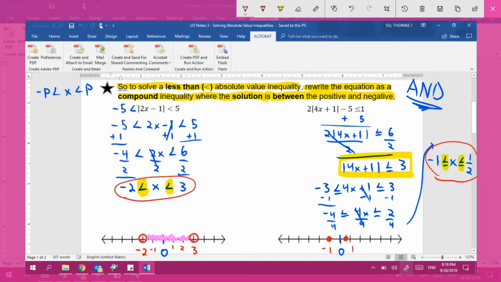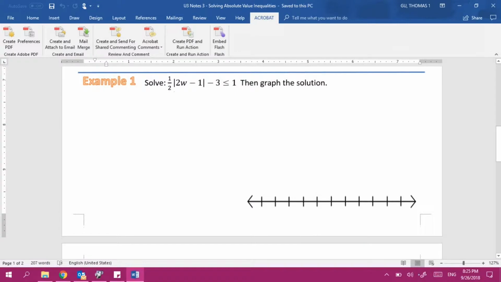This is a less than problem, which means it's "and," so we're shading in between. And that would be my answer. All right, let's do one more example with the less than.